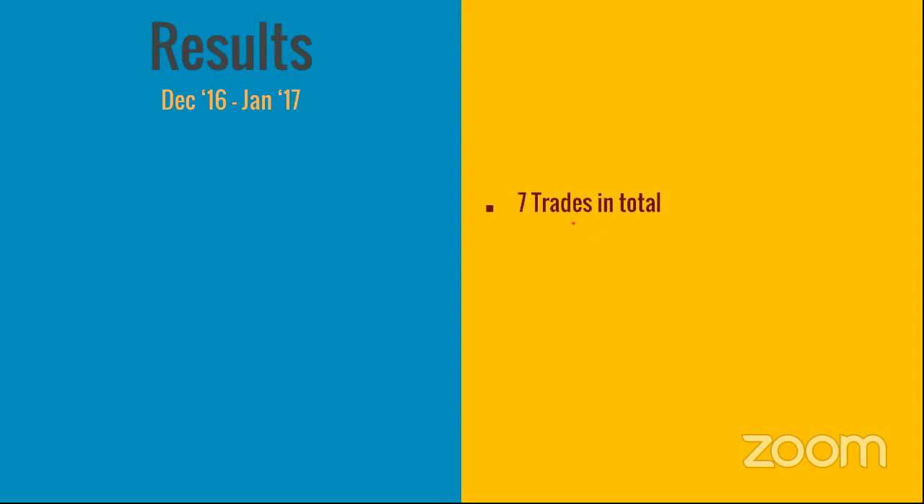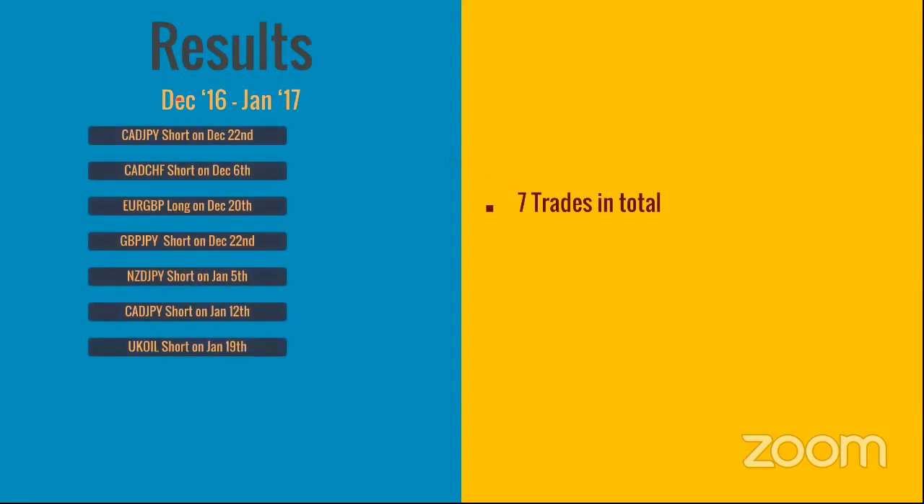So in total, for this period from the second week in December to date, we took 7 trades in total. These are all the trades: CAD yen, CAD Swiss, Euro pound, pound yen, Kiwi yen, CAD yen, UK oil. Of all of them, 6 were short trades and 1 was a long trade. I guess students all know what that means, but if you're not a student and you're listening, short means selling, long means buying. And these are the dates we took them. So between that period, 7 trades in total.